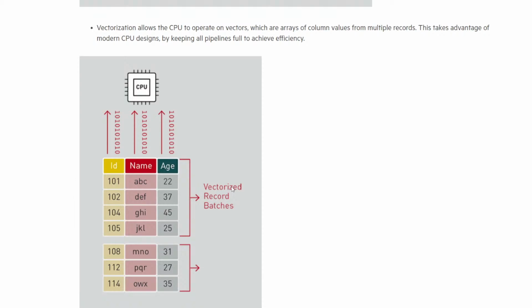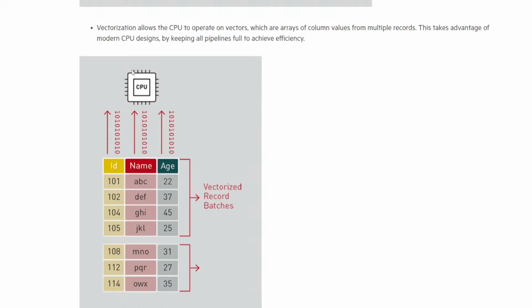The next thing that happened is vectorization was done. Vectorization allows the CPU to operate on vectors. So instead of operating on multiple rows, the CPU could actually pull a whole vector and then act upon it. What are vectors? Vectors are actually arrays of column values. So this whole thing, like 101, 102, 105, 104, 105, got vectorized into one vector. So it's an array of one vector.